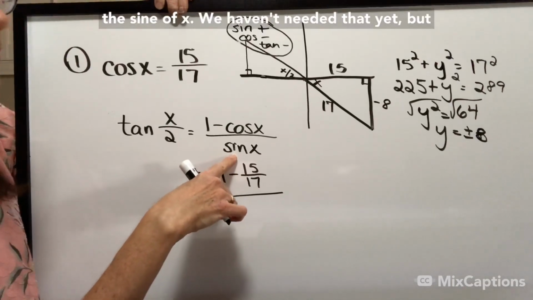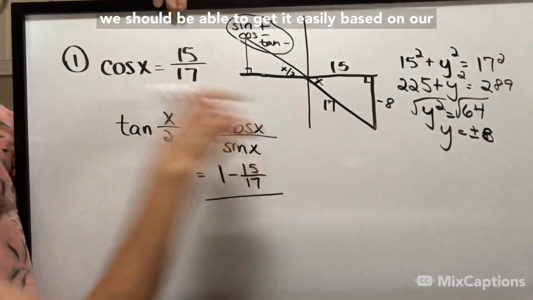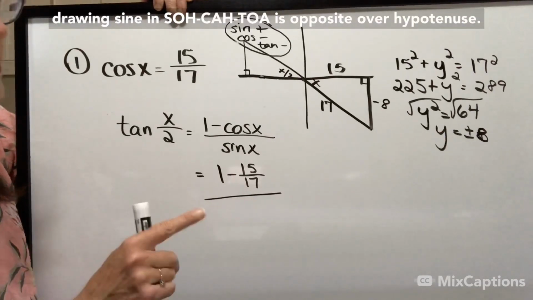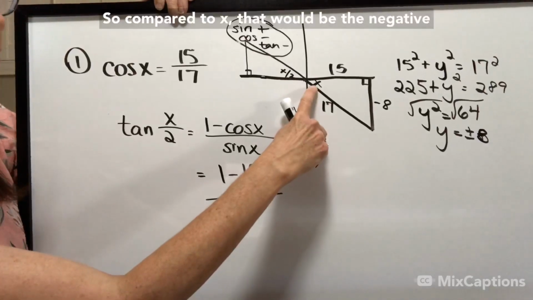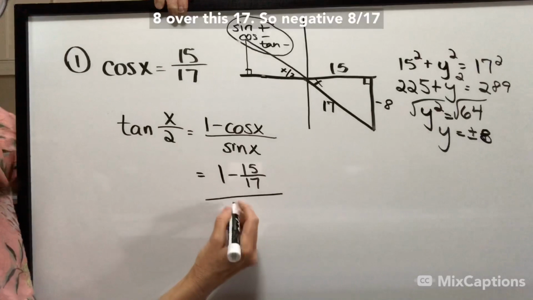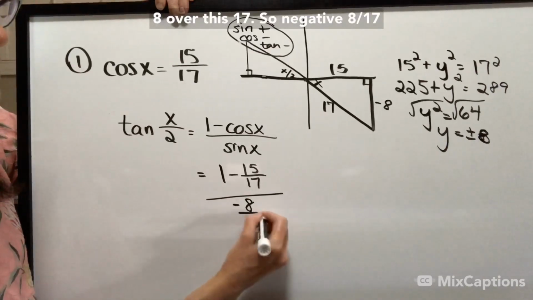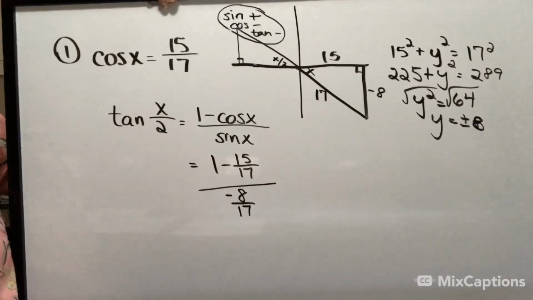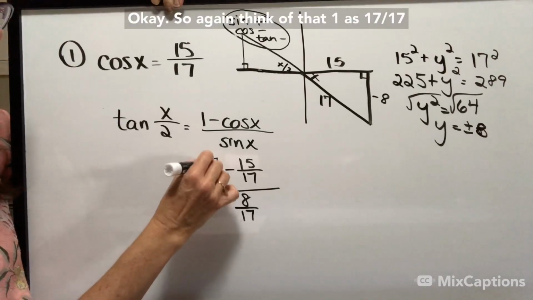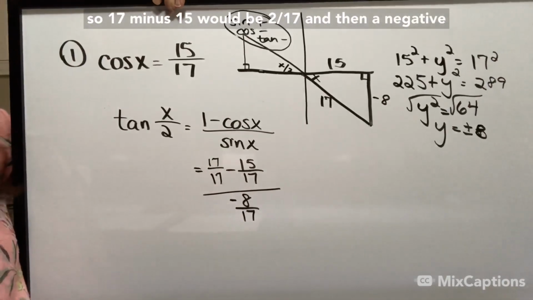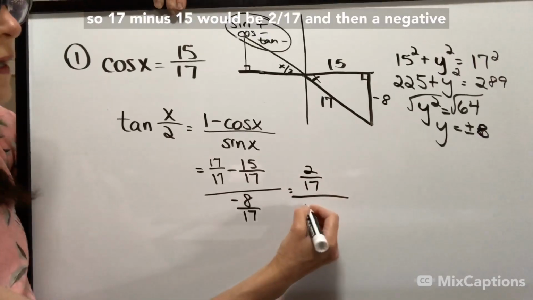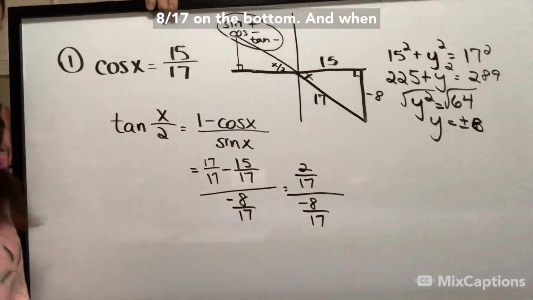We haven't needed that yet, but we should be able to get it easily based on our drawing. So sine in SOHCAHTOA is opposite over hypotenuse. So compared to x, that would be the -8 over the 17. So -8/17. Okay, so again, think of that 1 as 17 over 17. So 17 minus 15 would be 2/17, and then a -8/17 on the bottom.